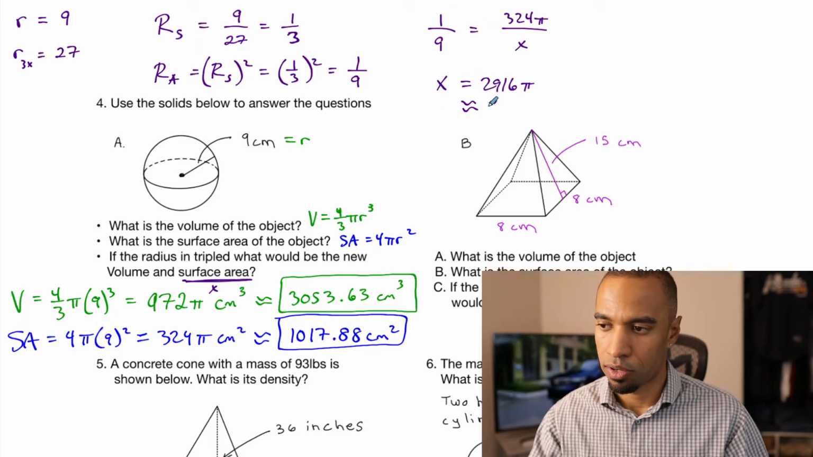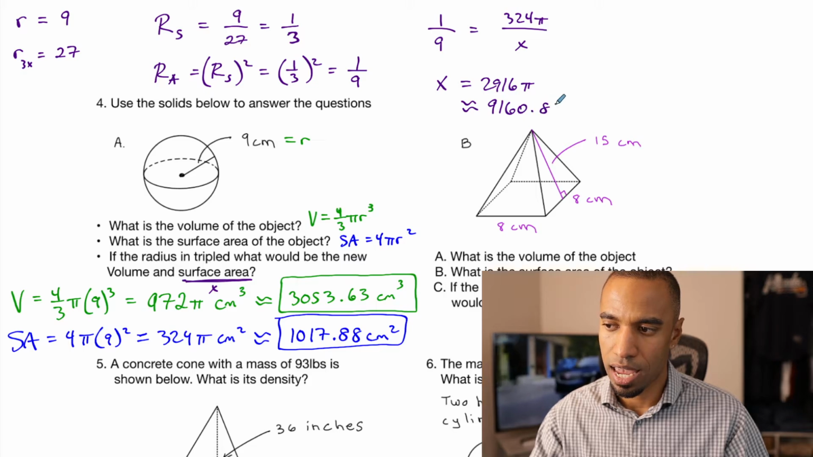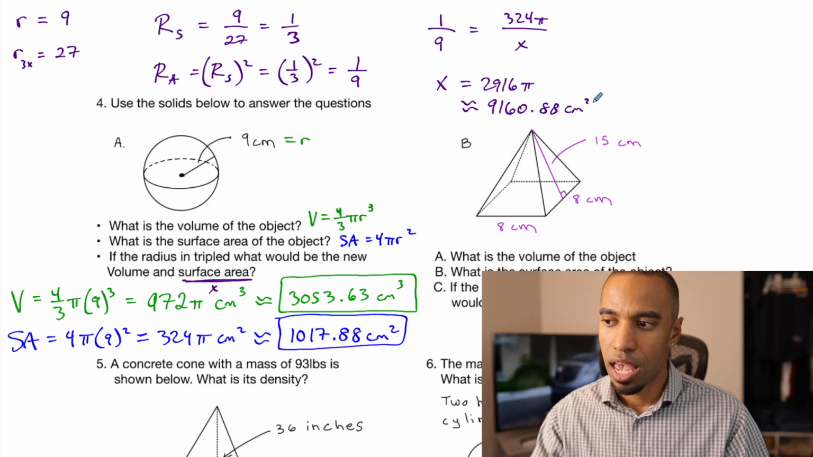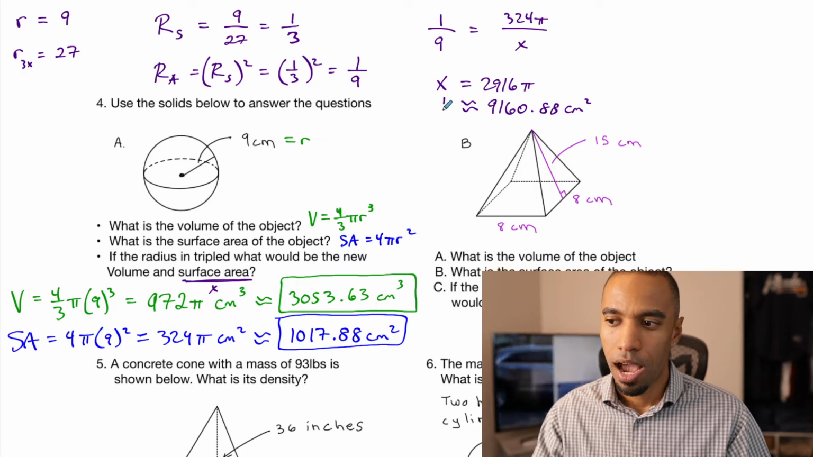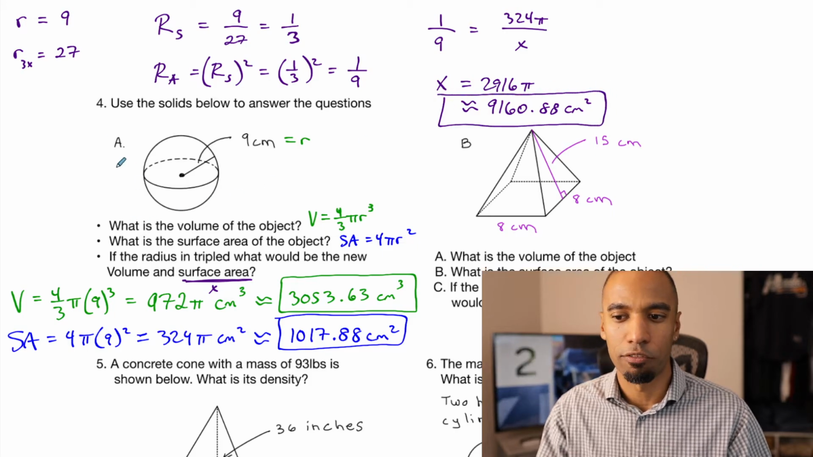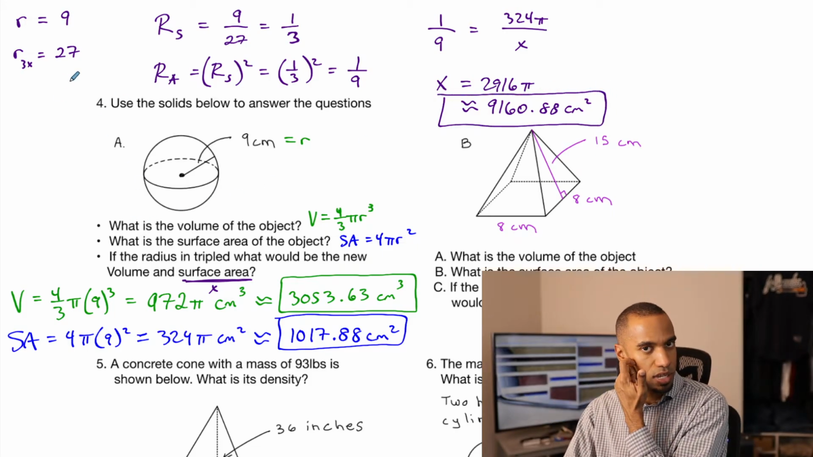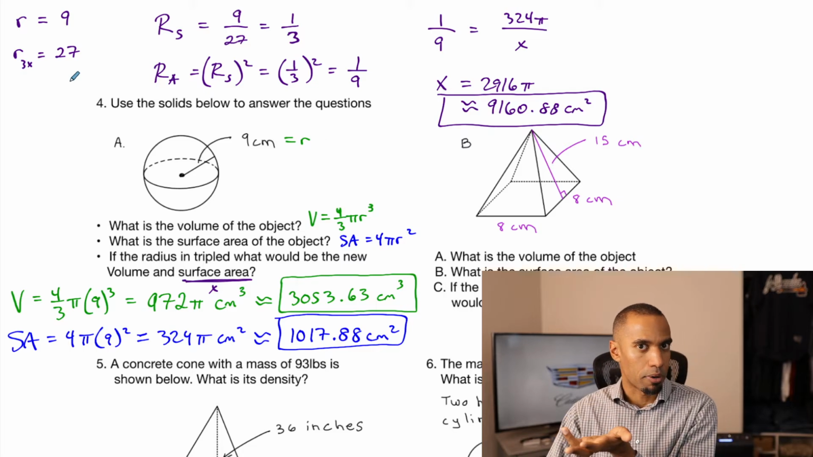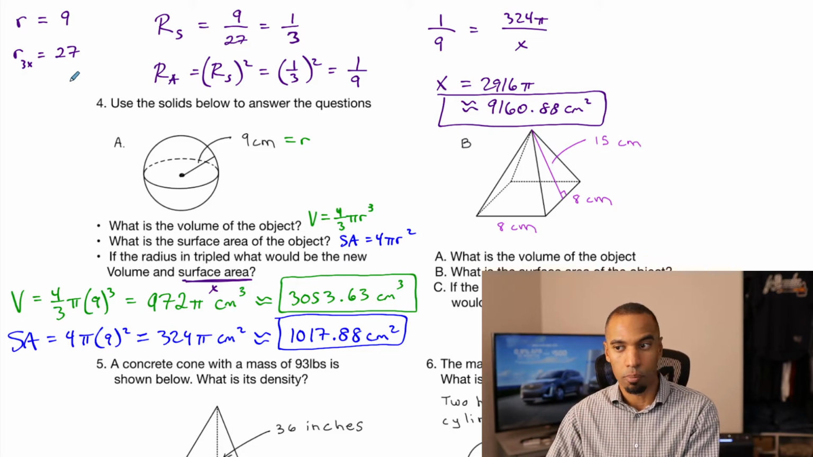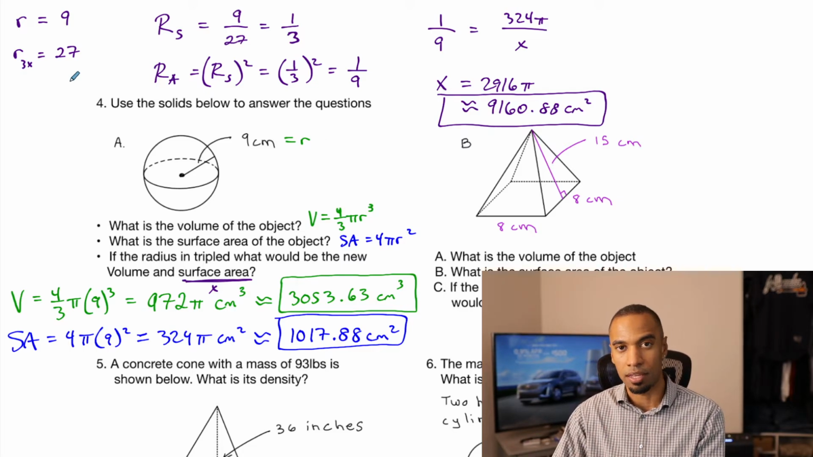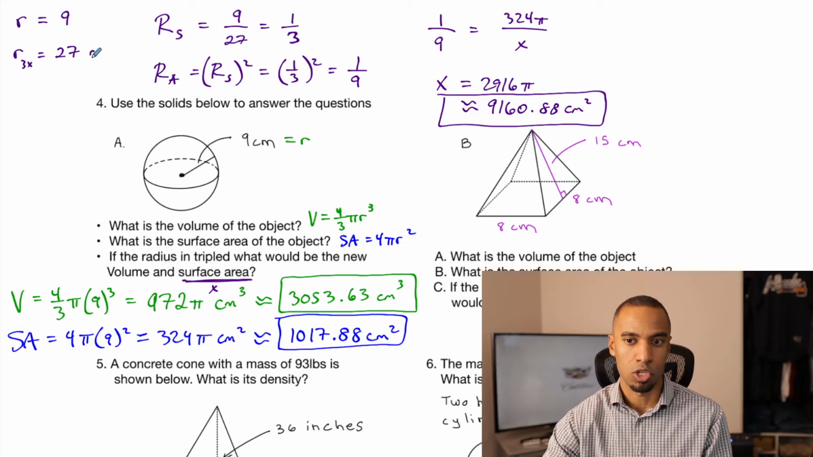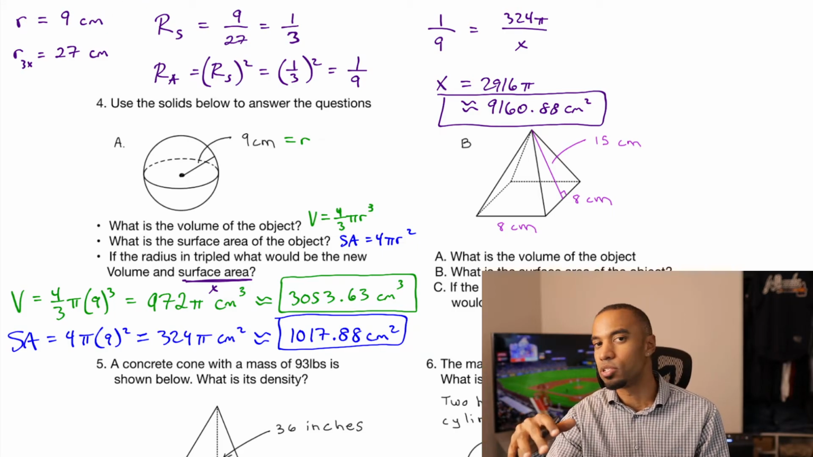Which comes to 9160.88. This one actually doesn't round up. 9160.88 square centimeters. And I'll be honest, I think it would have been faster if I took 4 pi times 27 squared on that particular problem. If you do 4 pi times 27 squared, you're going to get the same answer, because 27 centimeters was the new radius there. I think that one would have been faster for that problem.